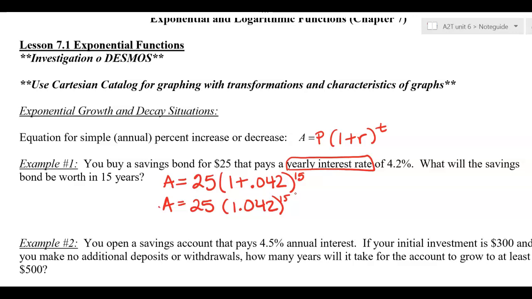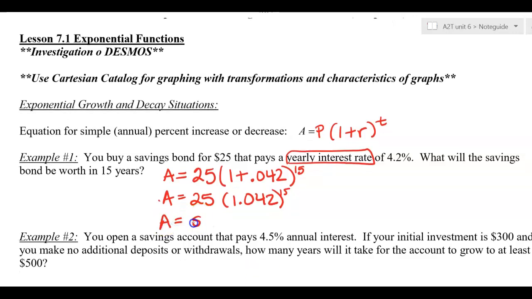So you guys would just put this into a calculator. I'm not really going to focus as much on the calculator work. If you struggle with the calculator, you can check along the way. You should get $46.34. That might not seem like a lot. You're like, I waited 15 years to get like $21.35 extra. But again, you did nothing, okay? And so it just grew at a certain rate, and then that's what you have.